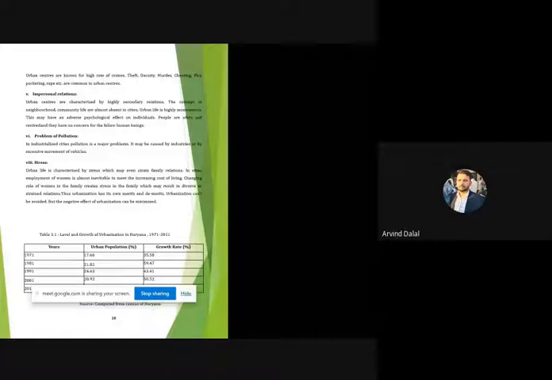The next one is impersonal relations. Like I told you, in the urban areas, they don't even know their neighbors' names, community relations are not very good, and they are very selfish. We can say that in the urban areas, mostly people are very selfish.